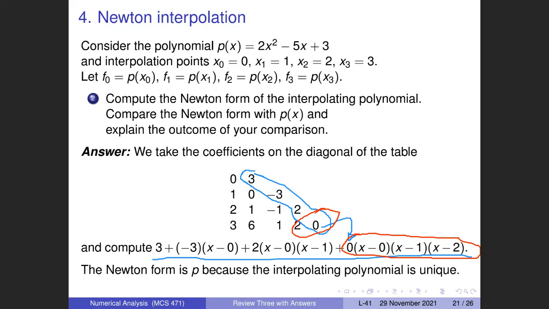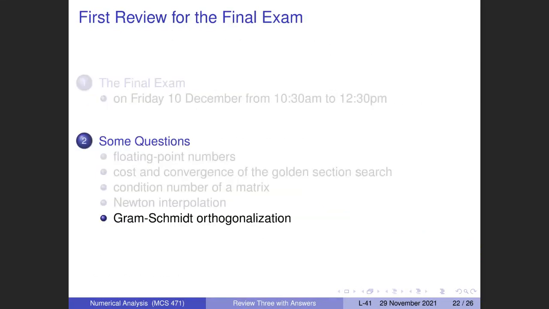Okay. We're making good progress. One last question. So this question is on orthogonality.